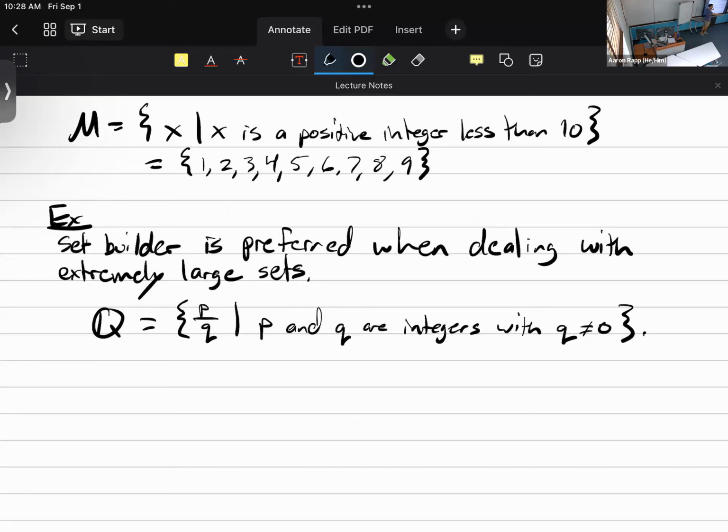So what's in here? Something like the number 1 would be an element of this set. The number 2 is an element of this set. 1 over 5 would be an element of this set. Even -2 over 1001 would be an element.